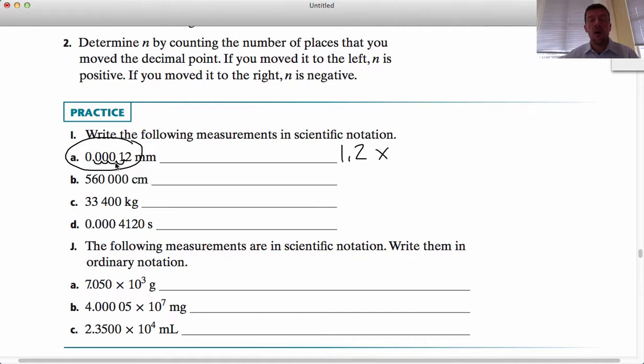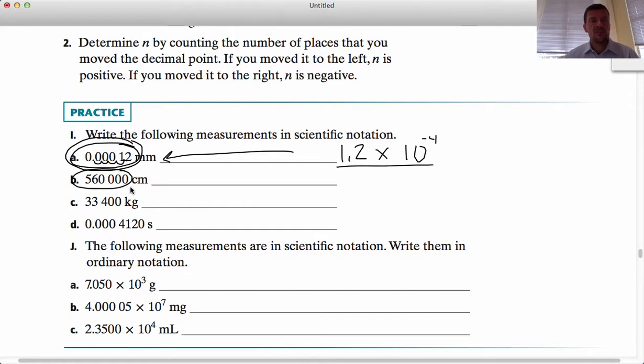And this is a small number, 0.00012. I move the decimal point 1, 2, 3, 4 places. So I know that if I take 1.2 times 10 to the negative 4, I will have exactly the same value that I started with. It's just now written in a different form called scientific notation. Anytime you multiply by a power of 10 that is negative, like negative 4, it means you're dividing by 10. 1.2 divided by 10 4 times gives you that same value right there.